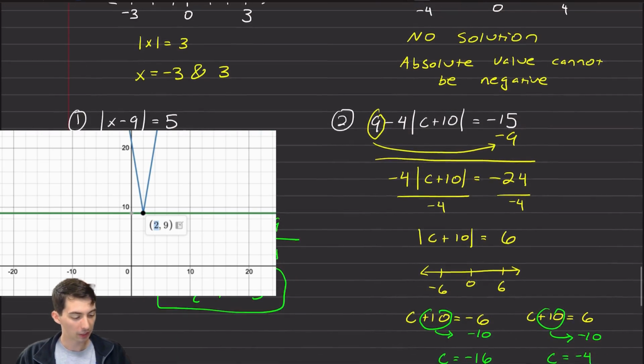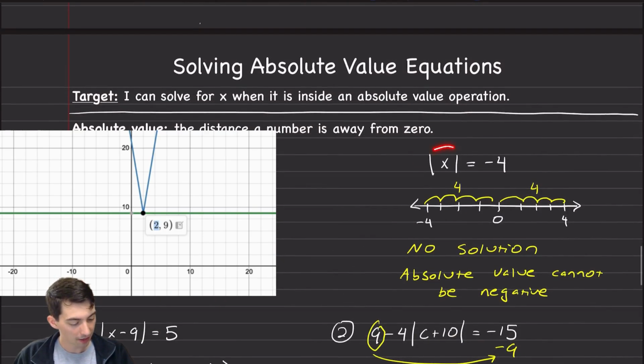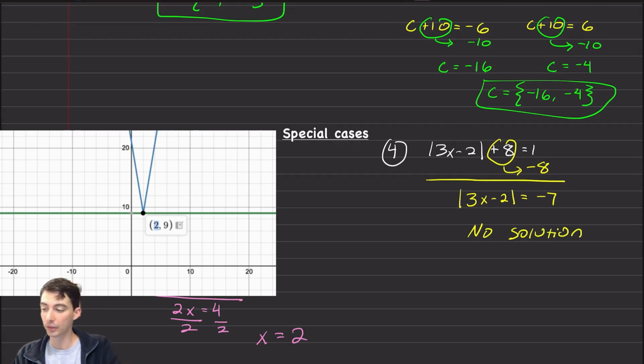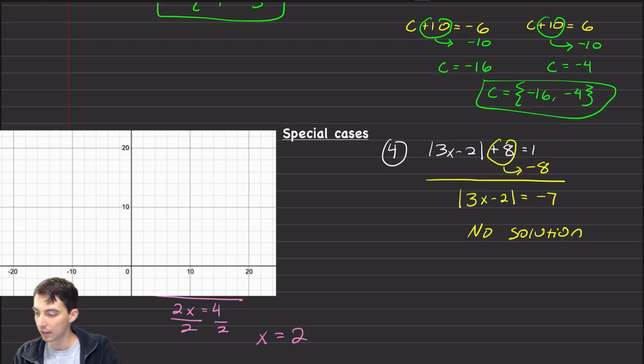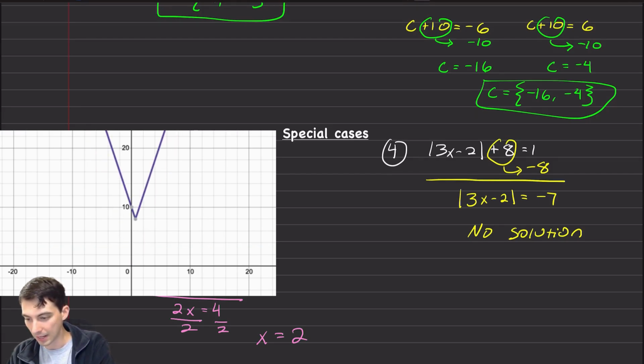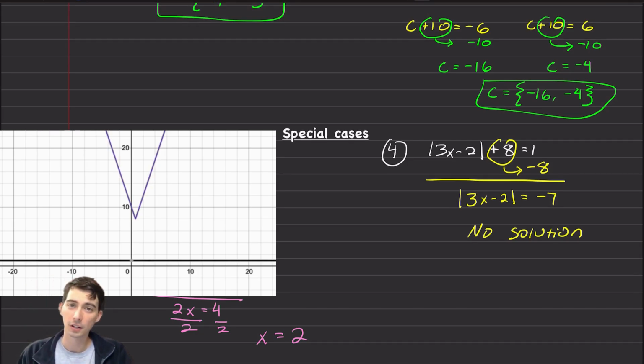Now, if we think back to the very beginning of this lesson, we said that the absolute value of anything cannot be a negative number. And so when we get this absolute value is equal to a negative number, we say that it has no solution. And what that looks like on the graph, if we type this in, we have y equals the absolute value of 3x minus 2 plus 8, and then we have y is equal to 1. That black line never touches that purple graph anywhere, so we have no solution.